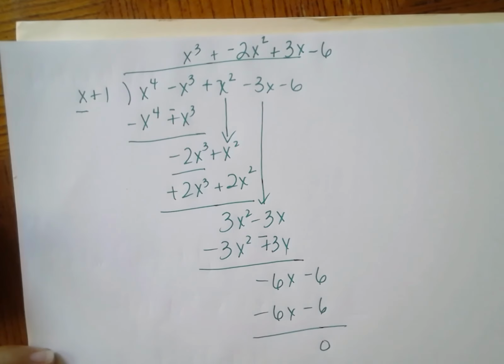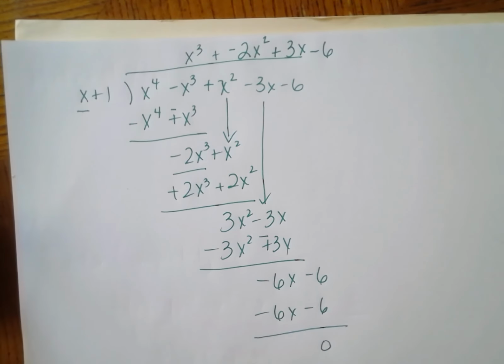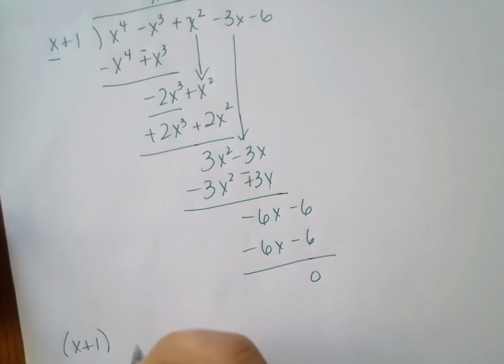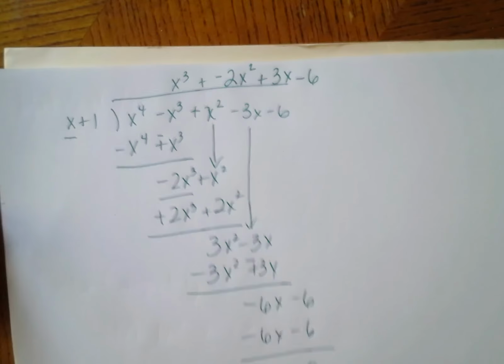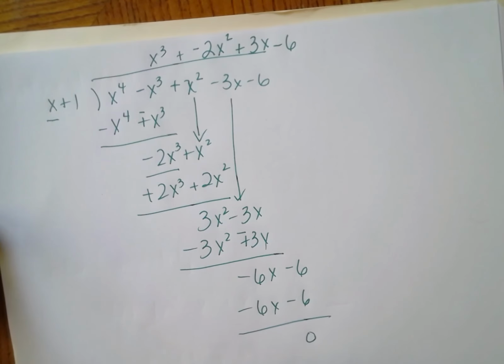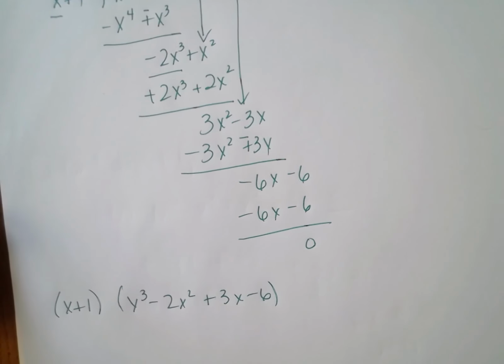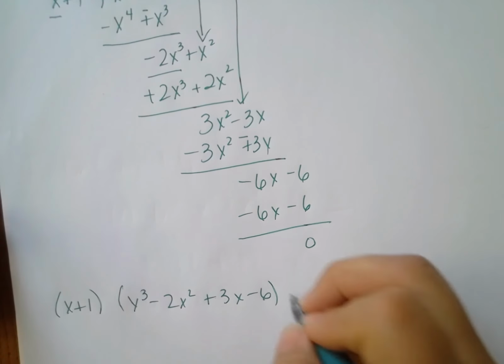If I do not get 0, and I'm quite certain that I've got the right factor, then I probably want to go back and look at my signs. Right now I can tell that my polynomial factors as x plus 1 times this result, x cubed minus 2x squared plus 3x minus 6. So I have it written like this. This is f so far.